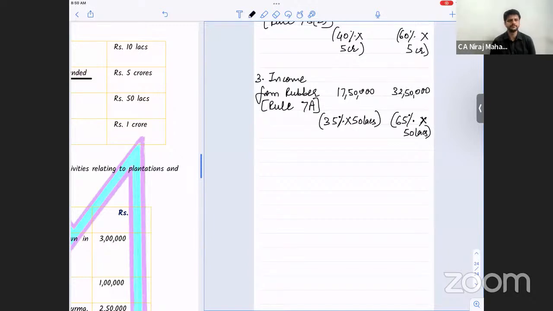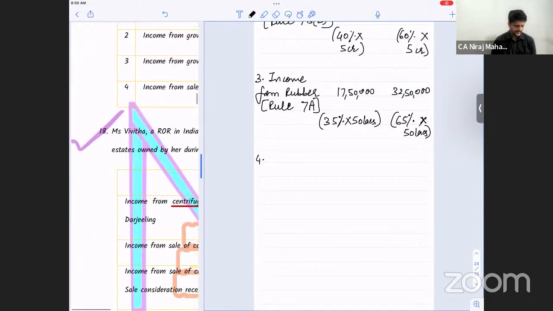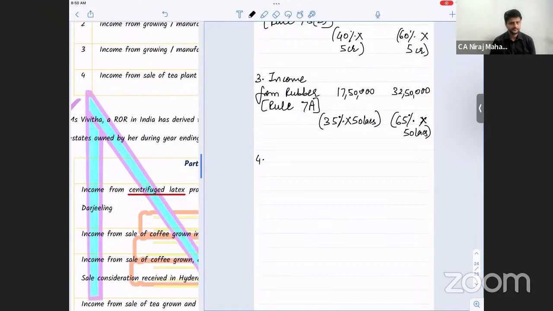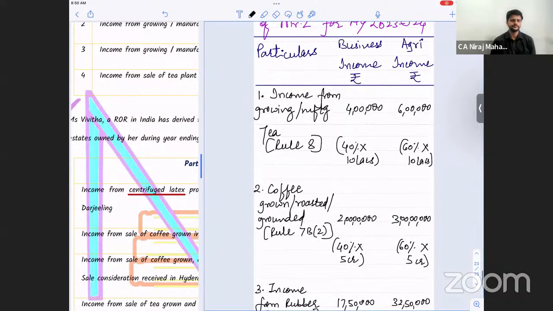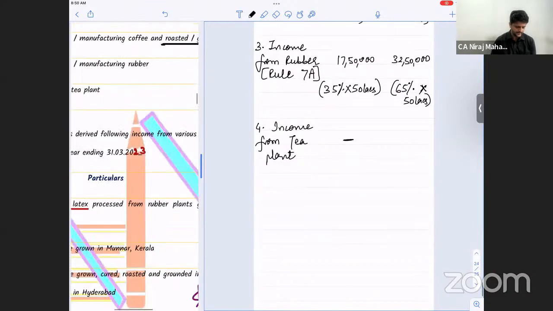Okay, till here, all of you? 32 lakh 50,000. And the last income, the fourth one, is income from sale of tea plant. Very good, Indrajit. It is 100% agri income. How much is it? 1 crore.